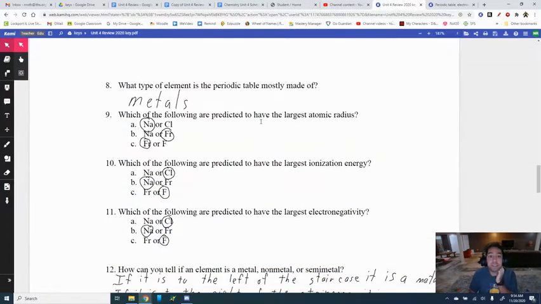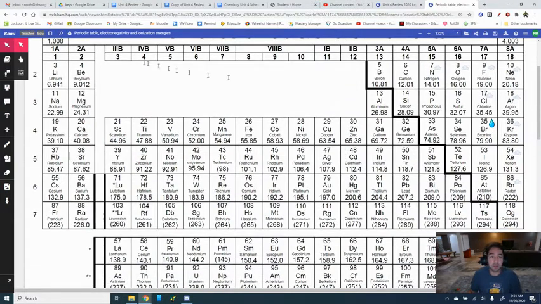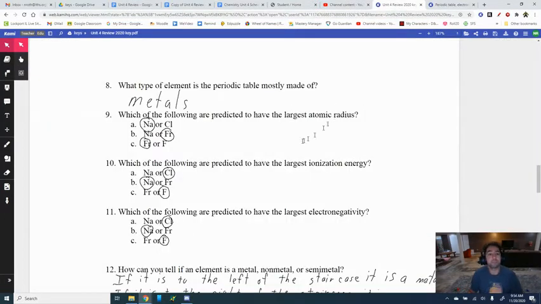All right, what type of element is the periodic table mostly made of? Definitely metals. Okay, the periodic table is mostly made of metals. All of these elements here are metals. And this is a question later in the review, but I'll just address it right now. Anything to the left of this staircase right here is a metal. And as you can see, most of the elements on the periodic table are to the left of the staircase. So they are metals. Okay. And then to the right of the staircase are nonmetals. And I'll talk more about that when we get to that question.